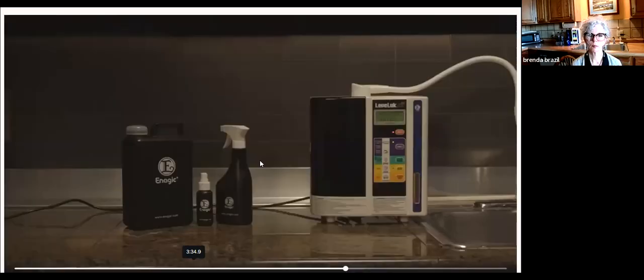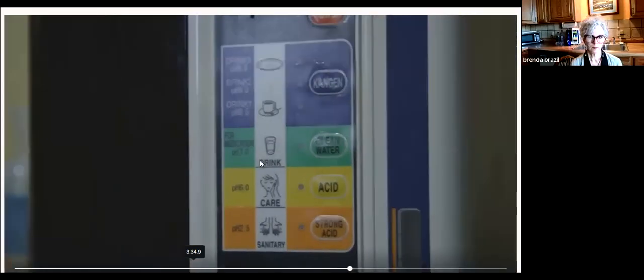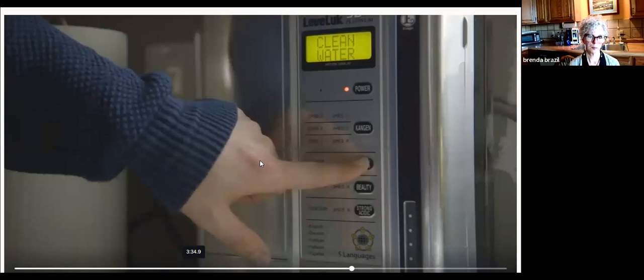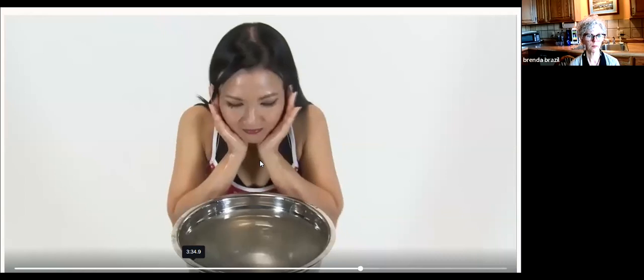Your SD501 has other machine settings that make special waters that can help you go green and chemical-free in your home. The clean water setting has a neutral pH of 7. It's great for cooking and baby formula. The beauty water setting makes a water that has a pH of 6. It acts as a toner, balancing the pH of your skin to make a soft, beautiful appearance.